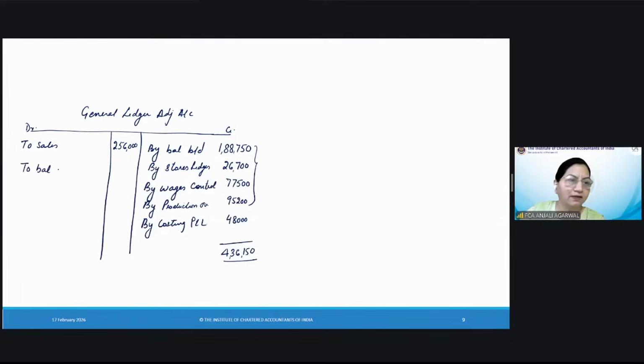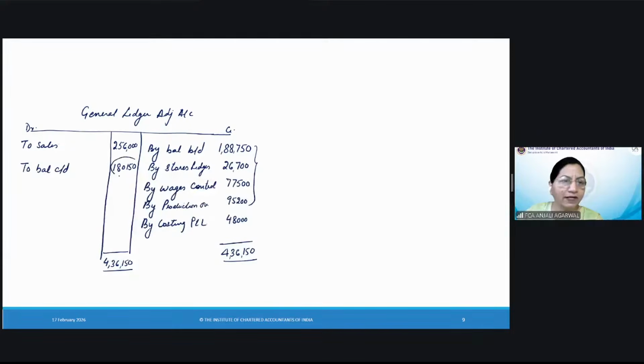To balance, carried down is 1,80,150. So this indicates that whatever you have incurred is 4,36,150 together with profit, but if everything would have been sold, then it would have sold for 4,36,150, maybe more profit. But 256 contains this 48 and the remaining part of the cost which incurred, which has been sold, cost of sales.